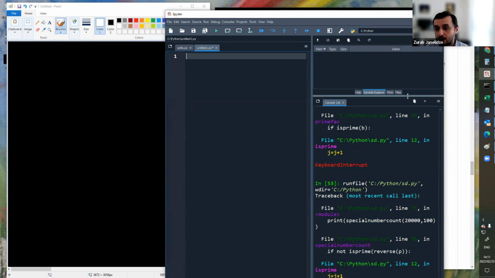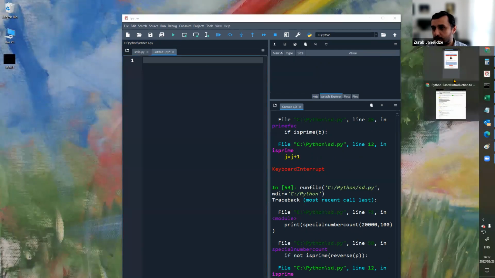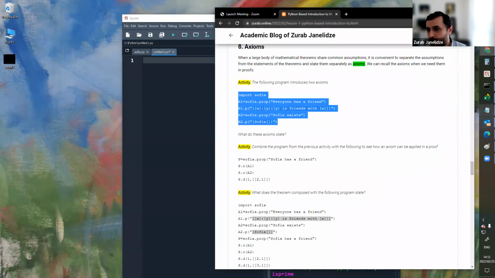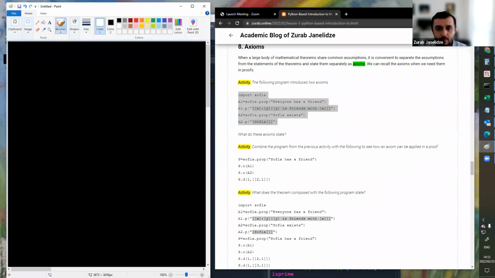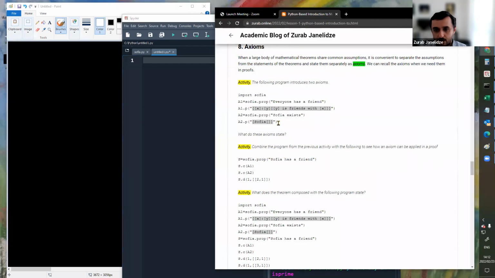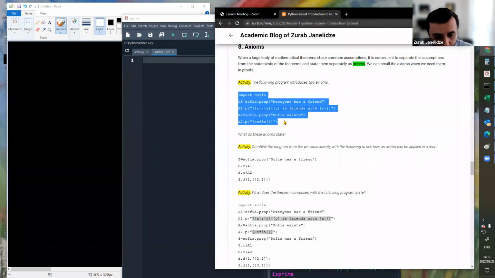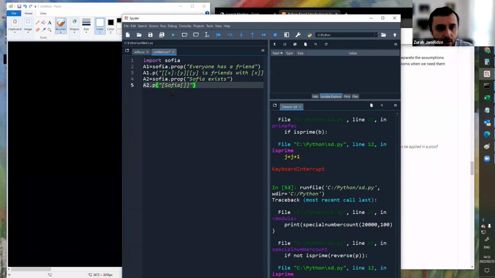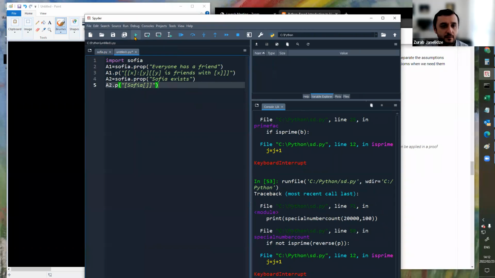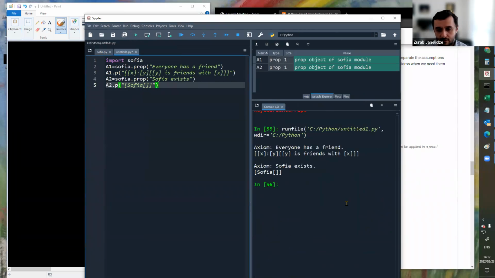Okay, so let me copy paste this code. Oh, something happened there. I'm going to copy paste this code and run it. And let's now see what we get.